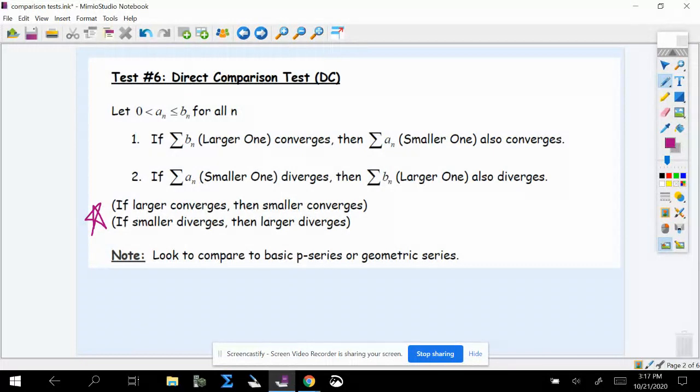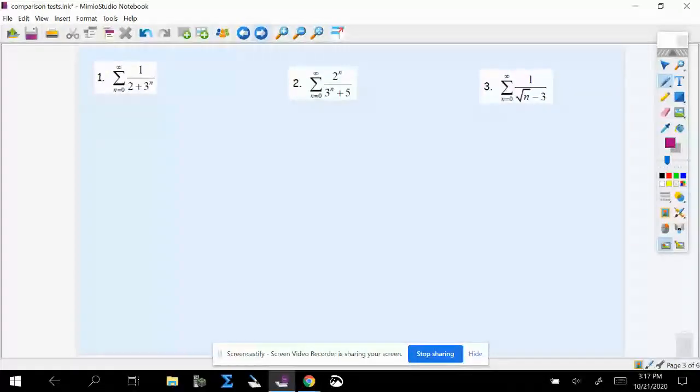When we do the direct comparison test, we often look at a very basic p-series or a very basic geometric series to do the comparison to. So let me show you how this works. If you look at this one, the series 1 over 2 plus 3 to the n, it looks really similar to 1 over 3 to the n. So we're going to compare it to something very basic, in this case a very basic geometric series. And what I know about that is this series will always be bigger than the given one.